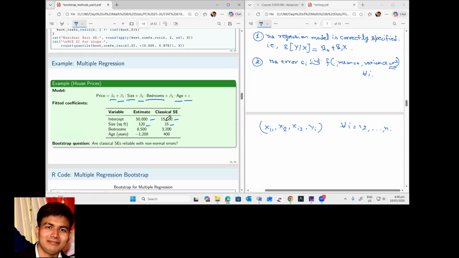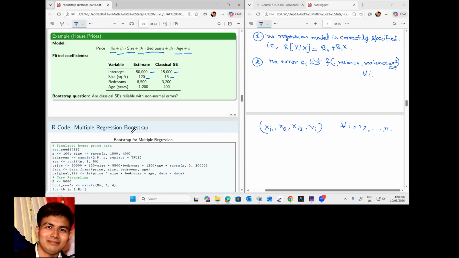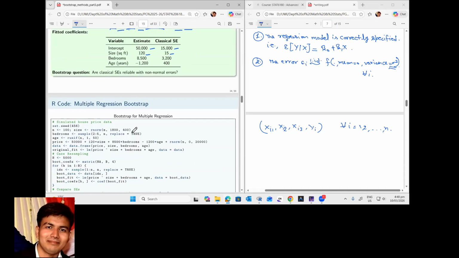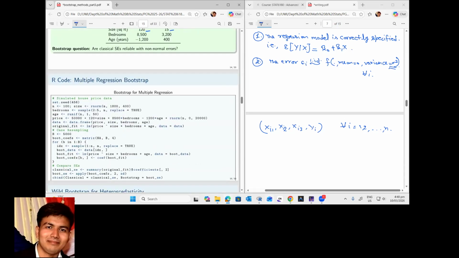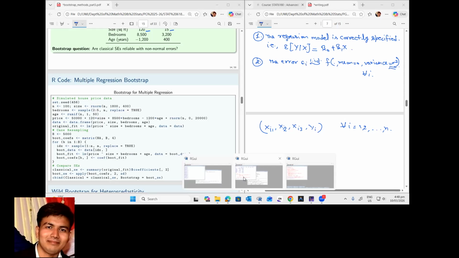So the question is whether the classical standard errors are reliable with non-normal errors. So what we are going to do here is apply the R code again.